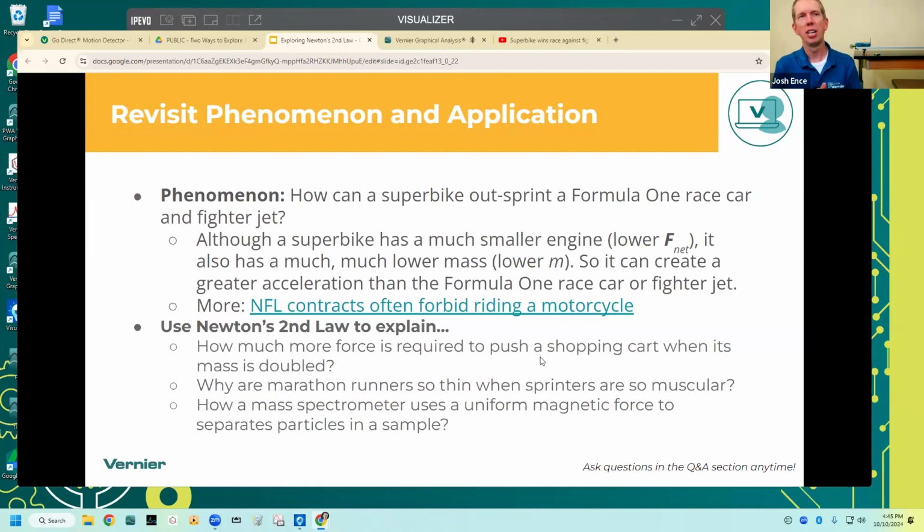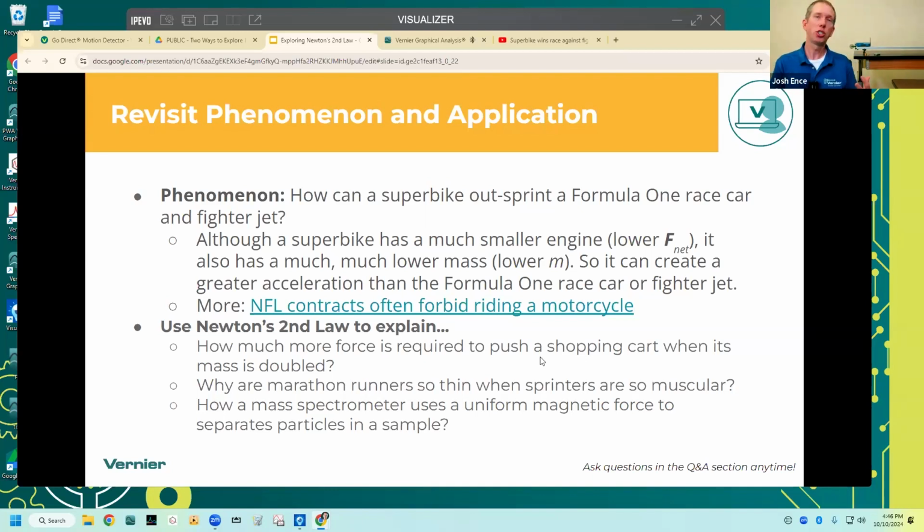Then you'd also want to, of course, expand Newton's second law to other areas. You talk about throwing more and more stuff in your grocery cart at the grocery store, and why it is harder and harder to push. Or, I'm a runner, and so it's always amazing to watch the Olympics, and you see these sprinters that are ripped. They look so strong, and then you look at the marathon runners, and they're all lithe and long, and it's like, why are they built so differently?